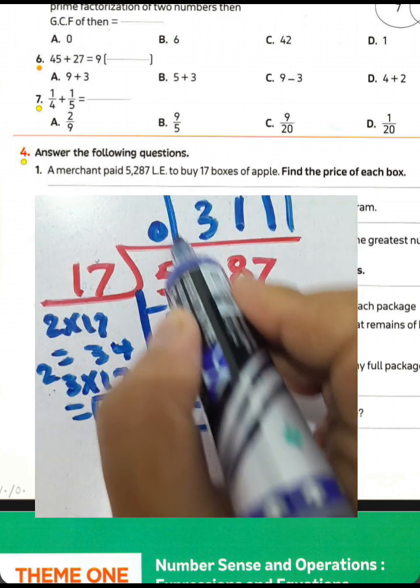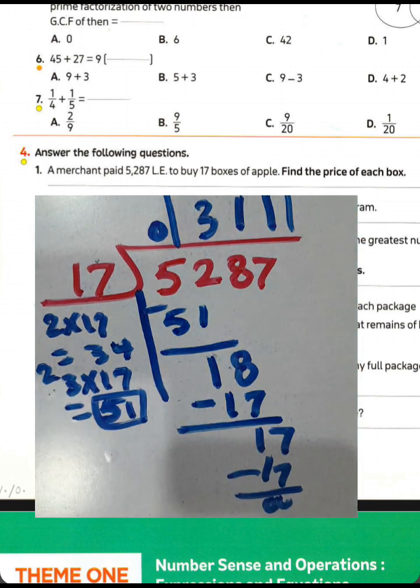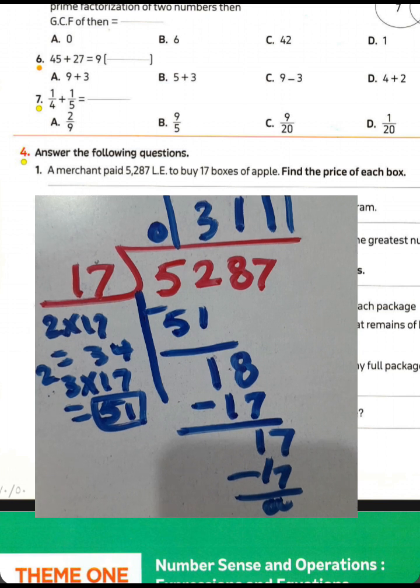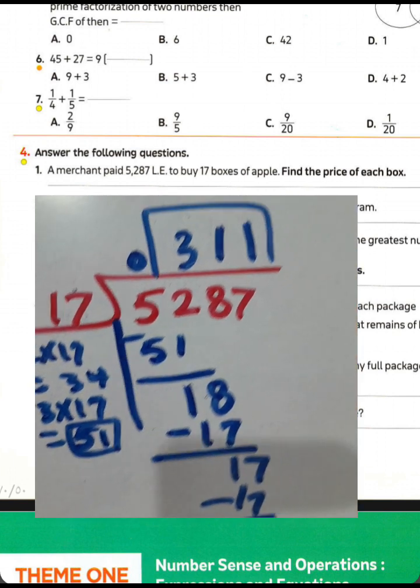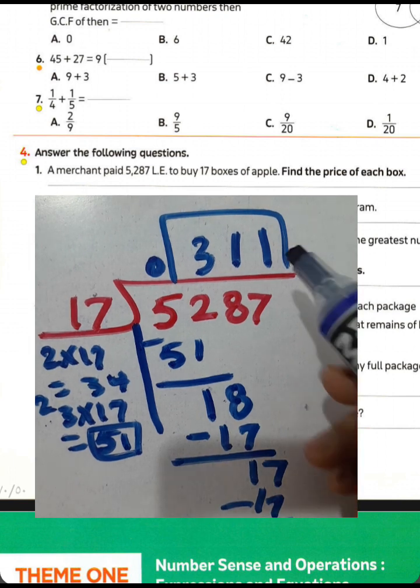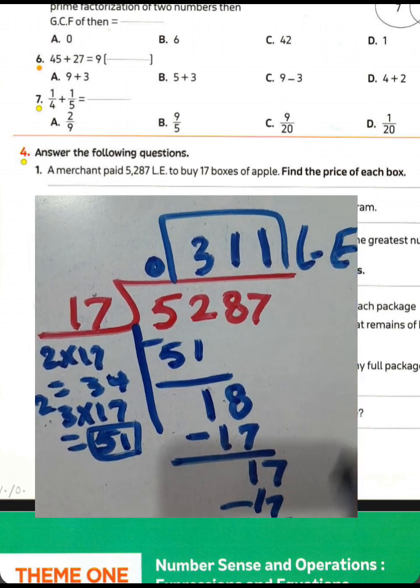Then the result will be 311. The result here will be what? 311. Then the price of each box will be 311 Egyptian lira. Write LE behind the number. Okay, my students?